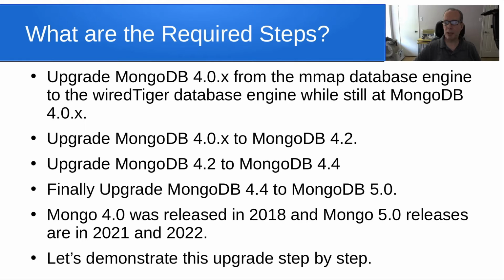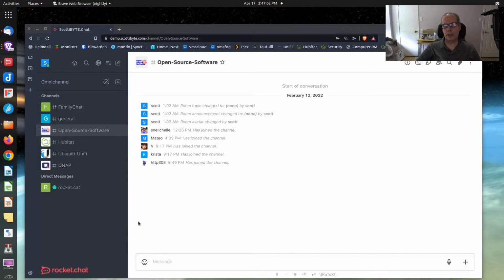So let's demonstrate this upgrade step by step. Here we are at a RocketChat 4.something. I'm not entirely sure what version right now, but I did this one particularly for a demo. I pulled an old backup of my RocketChat and put it in a different LXD container.